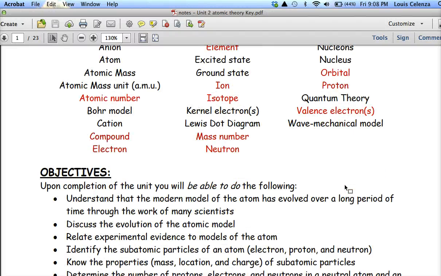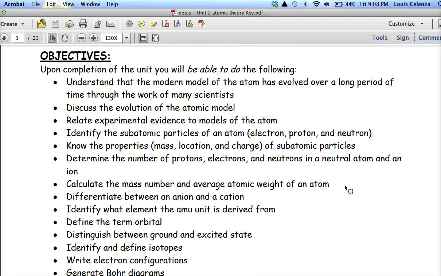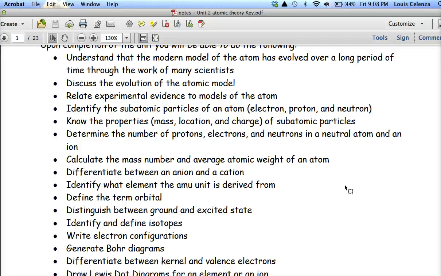So let's look at, and next are the objectives. The objectives are really important because it's almost like a checklist, and when you finish this unit, you should be able to do all of these following things. If there is something here that you cannot do before the test, that's something that you need to ask me about, come for extra help, ask me a question in class, etc.